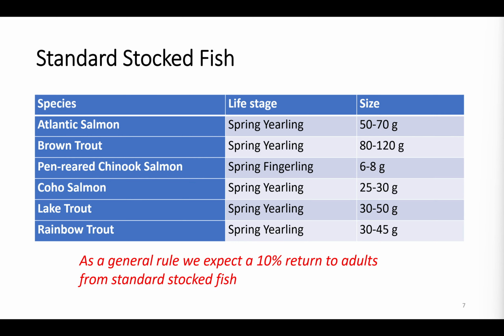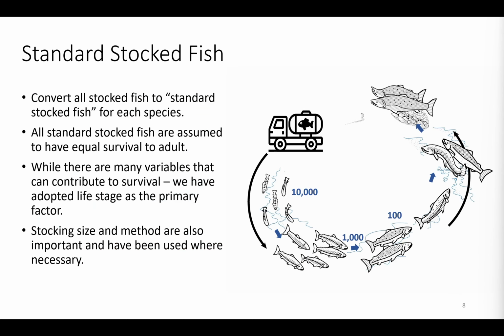But what that tells us is 9 out of 10 fish aren't going to make it. That's a little shocking to stakeholders. 9 out of 10 fish you stock aren't going to make it. So we had to have that conversation. So the first step was to convert all those fish to standard stock fish, and this is just the wheel of life. You've probably seen this. The stocking truck comes along and puts the fish in at various life stages.